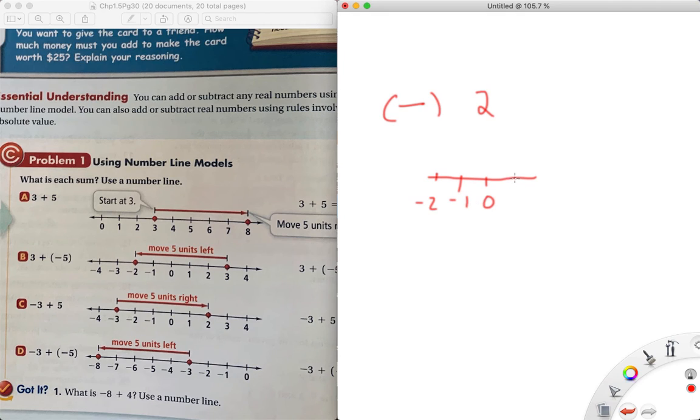-2, 1, 2. When we have a negative number, that tells me that I'm dealing with a number going in the negative direction, basically going to the left. Has nothing to do with the number itself. We're going to the left. When we have a positive number, that tells me I'm going to go in the positive direction or to the right.